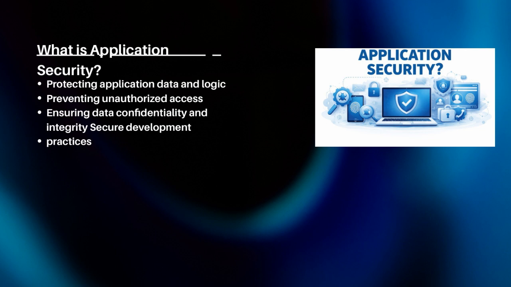Confidentiality means keeping information private and only accessible to authorized users, while integrity involves protecting data from being altered or tampered with. Both are essential to maintain trust and accuracy in our applications. Finally, adopting secure development practices is fundamental. Building security into our development process helps us identify and fix vulnerabilities early on, reducing risks down the line. Overall, application security is about creating a robust defense that safeguards our applications from threats at every stage.